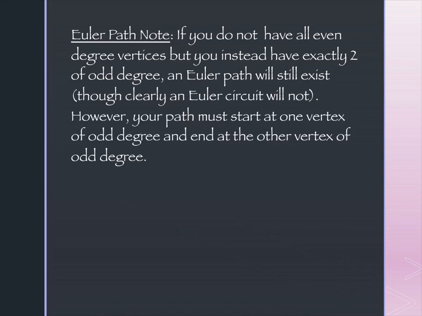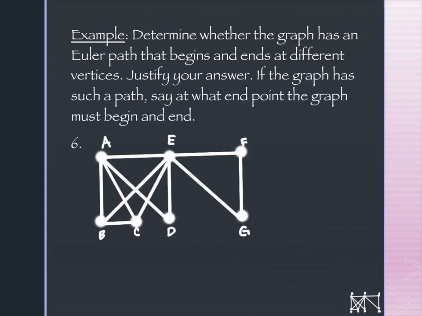Okay, let's take a look at an example. Directions say to determine whether the graph has an Euler path that begins and ends at different vertices. Justify your answer, which means we actually have to find one. If the graph has such a path, make sure and say at what endpoints the graph must begin and end. So in order to use this note on the previous slide, we need to again find the degree of each vertex. And remember, degree is just the number of edges that meet there.